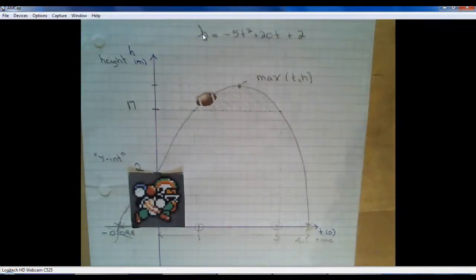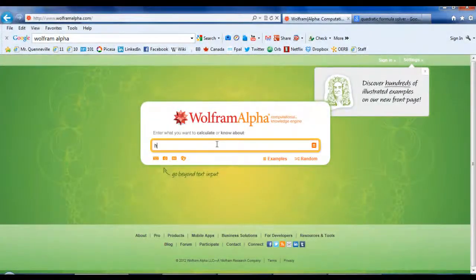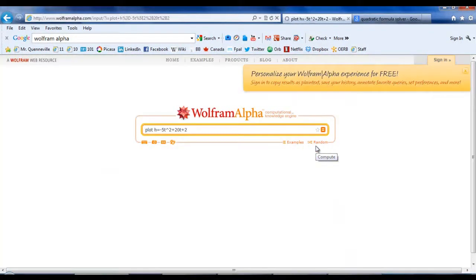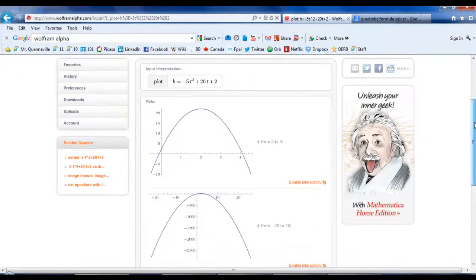So this question gave us a quadratic with h for height and t for time. And let's analyze this using some online tools that can help us. So we're going to go to Wolfram Alpha, and we're going to enter h is equal to minus 5t squared plus 20t plus 2. Alright, that's our equation. And why don't we first plot that? Plot, which would mean graph. Let's see what that does. So we get a nice quadratic curve.